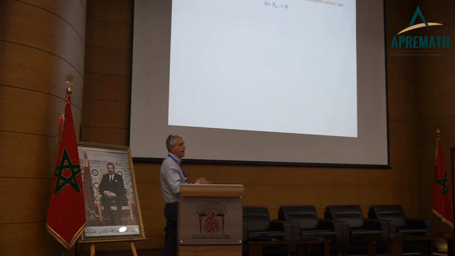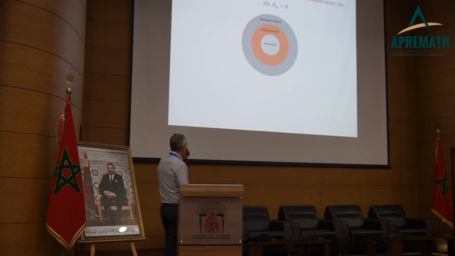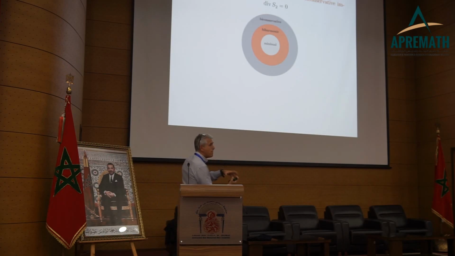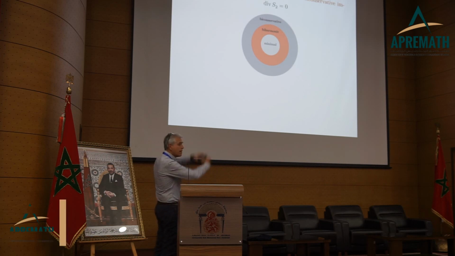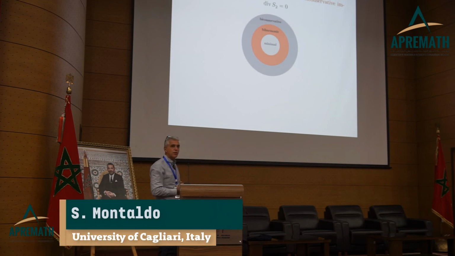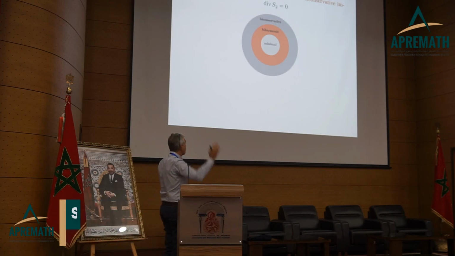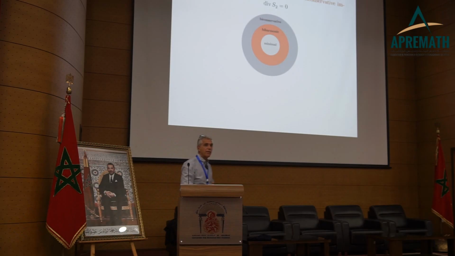A biconservative immersion, if you like, of a submanifold, is a map such that the divergence of the two stress energy tensor is 0. And so we have the following conclusion. We have the minimal isometric immersions. We have the biharmonic isometric immersion, which is the first generalization of minimal immersion. And then you have the biconservative isometric immersion, which is a larger class.